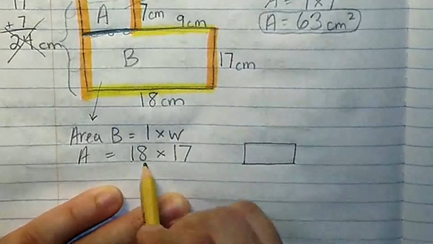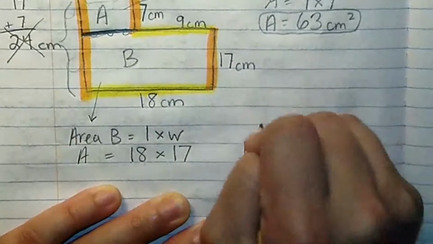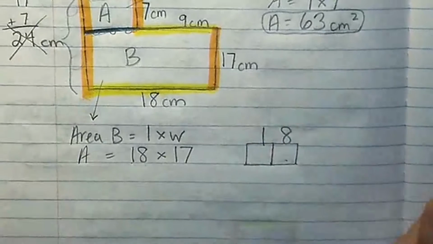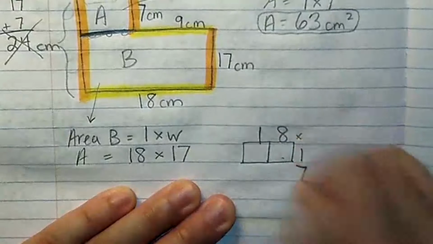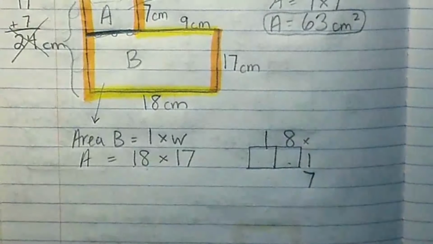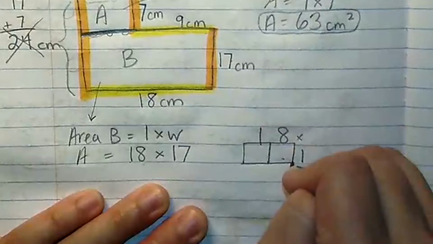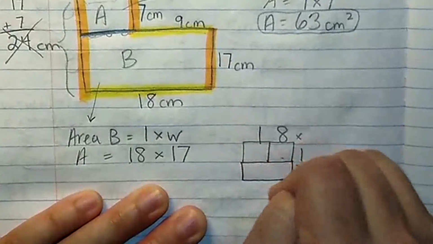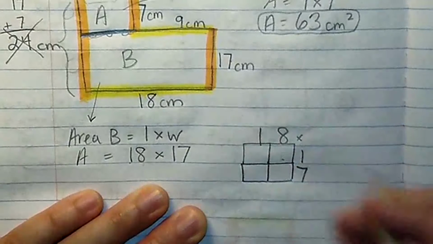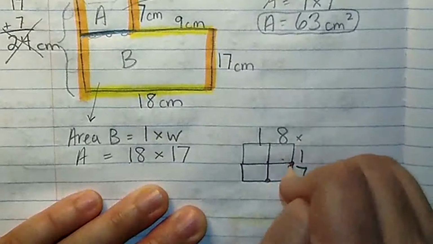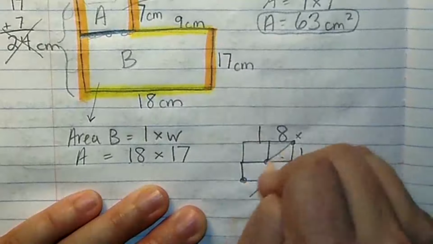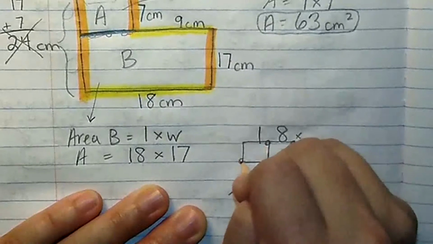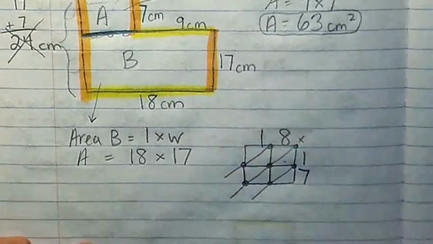$18 has 2 digits, so I need 2 boxes. We're multiplying by 17. Well, what looks wrong with the 17? 7 has no box. All right, let's give it a box down here. And now I go corner to corner, fall out. Corner to corner to corner, fall out. Corner to corner, fall out.